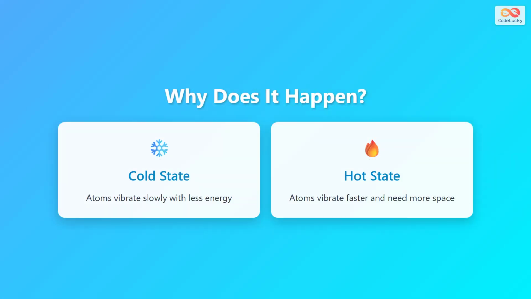At the molecular level, thermal expansion occurs because of changes in atomic vibration. In the cold state, atoms vibrate slowly with less kinetic energy and stay closer together. When heated, atoms vibrate faster and more vigorously, requiring more space between them. This increased spacing causes the entire material to expand.